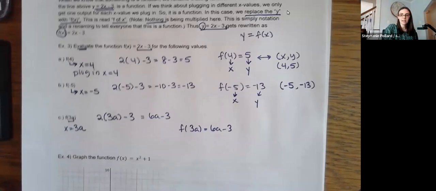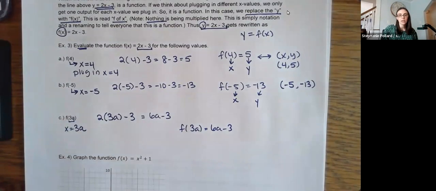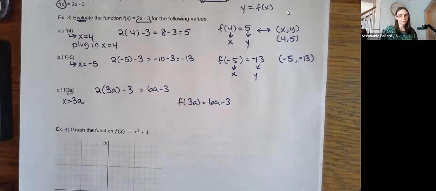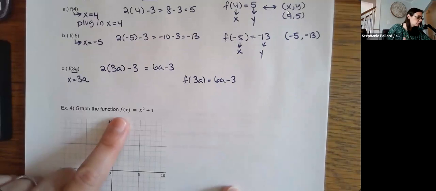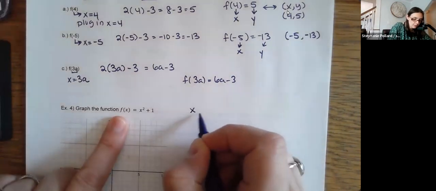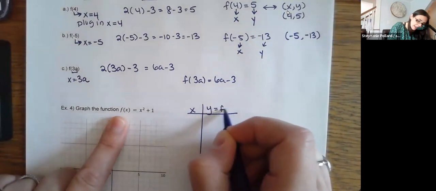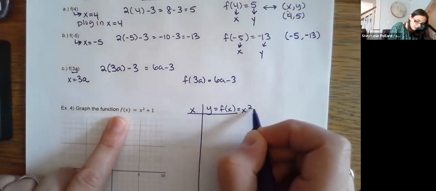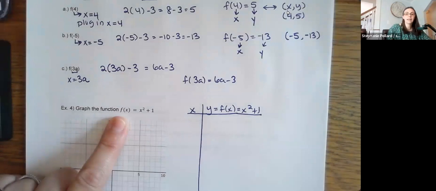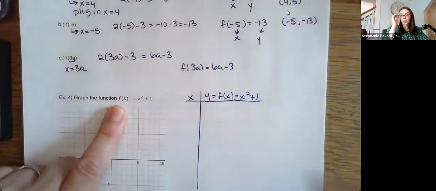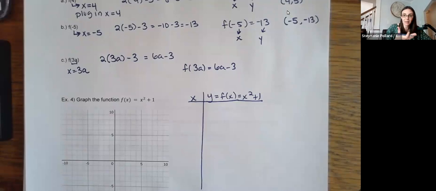Now we can just take this idea and apply it to graphing. With graphing functions, there's really nothing different. I can still make a table of points. My y values are just my f of x values, and I can still plug in numbers like I normally would. Notice it's a square, not a linear equation, so it's going to be a little more complicated. I probably want at least 5 or 6 points.